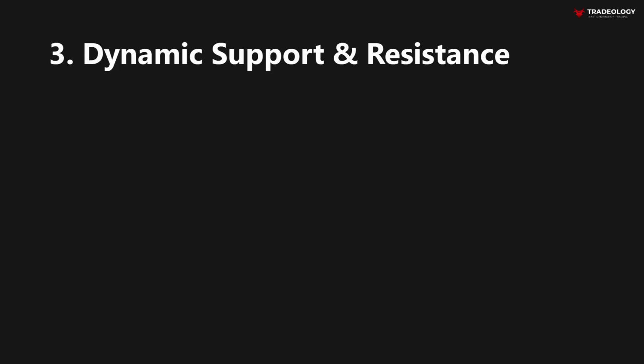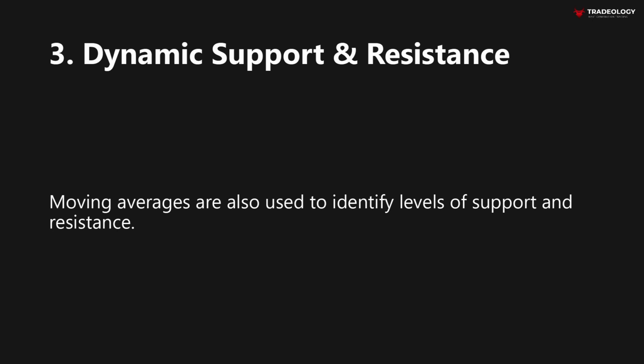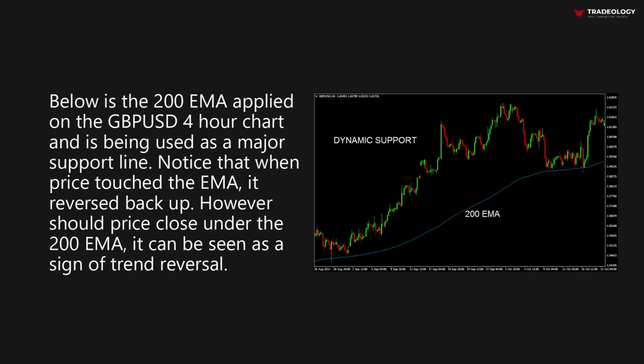Dynamic support and resistance. Moving averages are also used to identify levels of support and resistance. Below is the 200 EMA applied on the pound USD 4-hour chart and is being used as a major support line. Notice that when price touched the EMA, it reversed back up. However, should price close under the 200 EMA, it can be seen as a sign of trend reversal.